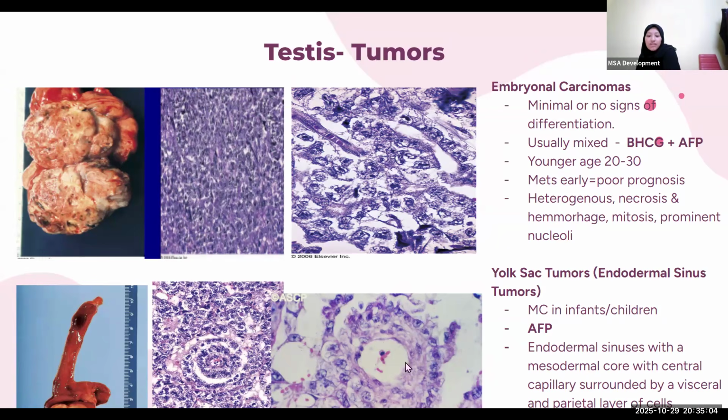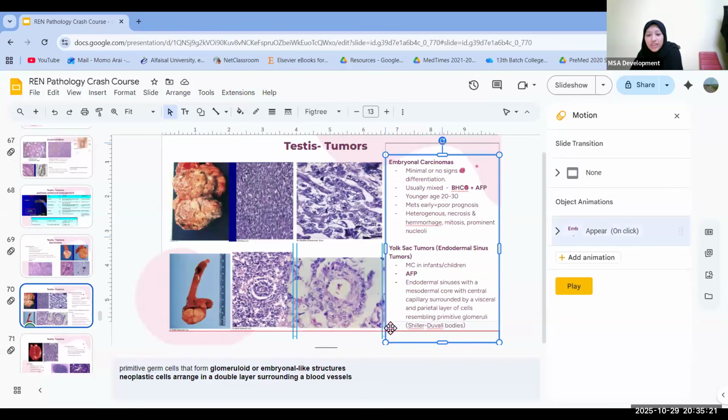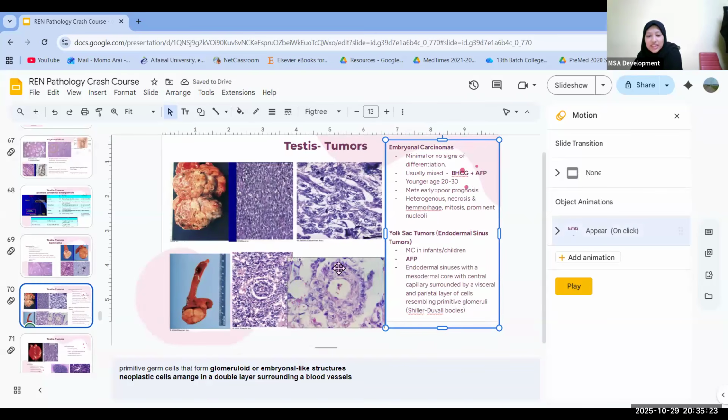Here, yolk sac tumors have these specific bodies called Schiller-Duval bodies. So these bodies are like the cells surrounding a central capillary. These are yolk sac tumors. I like to think of it as like an egg yolk, so it makes it easier to memorize. And AFP is elevated in these tumors, whereas embryonal was both because it's mixed.